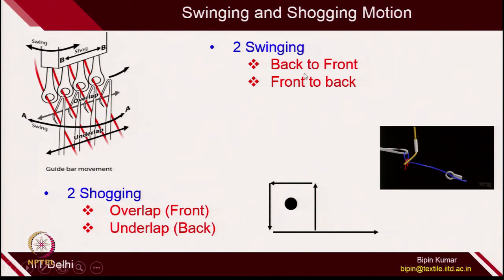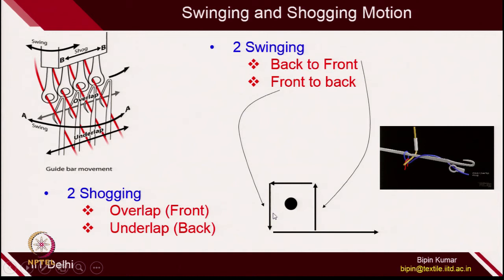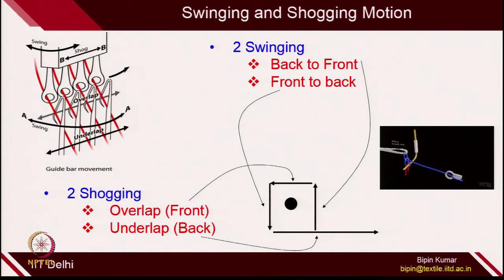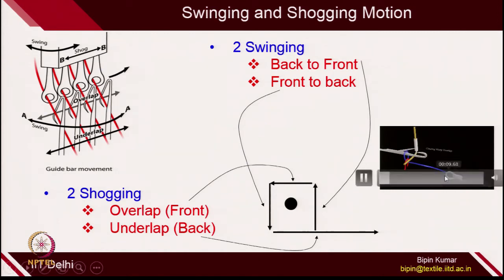So, there are two swinging motions in each course. So, this is first swinging motion, then this is the second swinging motion, front to back, and this is back to front, and there are two shogging motions. One is overlap, which is on the front side. So, on overlap there is always one pitch, it shifts just by one needle distance, and underlap on the back side, which can be varying. So, you can have one needle shift, you can have two needle shift, you can have three needle shift, that is called underlap.